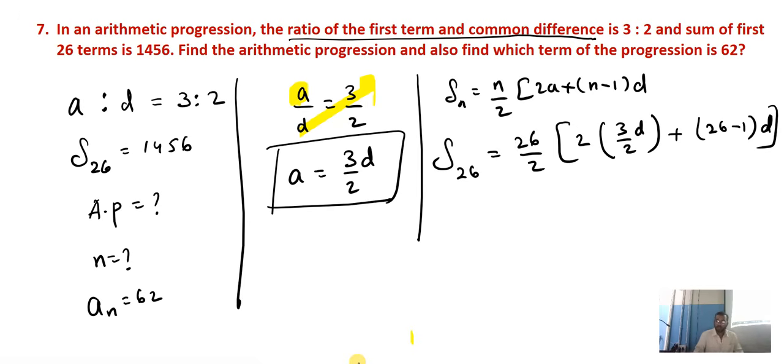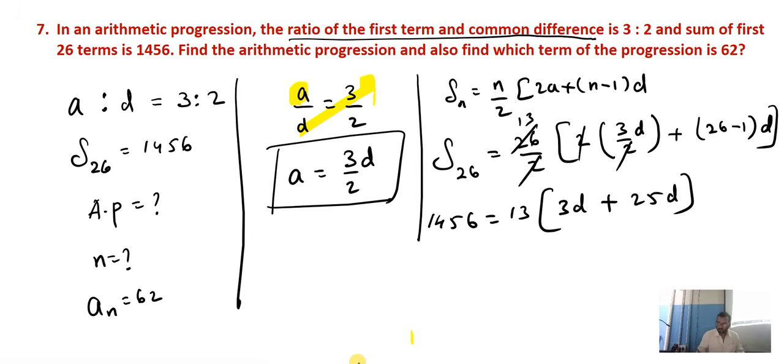Now S26 is 1456. 2 ones are 2, 2 threes are 13 into this, 2 get cancelled. 3D plus 26 minus 1 is 25D. Now 1456 divided by 13, this 13 will come down, is equal to 25 plus 3 is 28D. Got it?